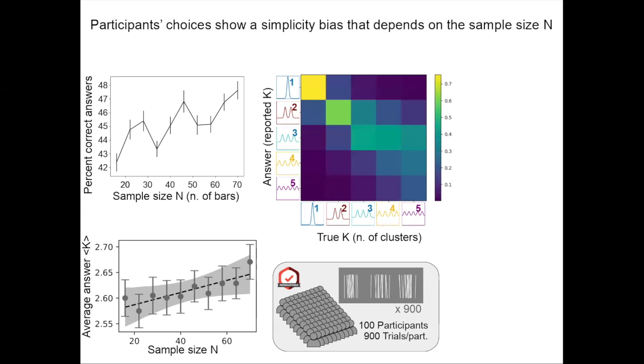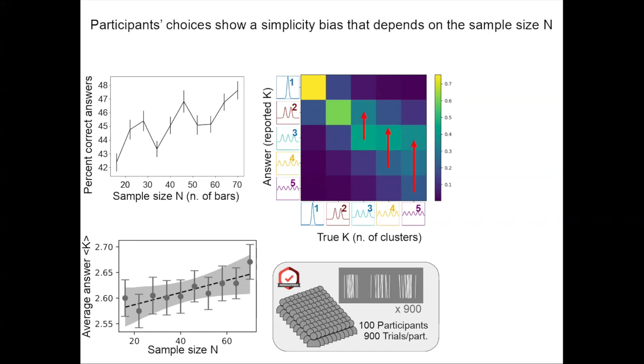Another way of seeing this is by plotting a confusion matrix, where I'm plotting the true number of clusters on the x-axis and the answer of my participants on the other axis, as a fraction of answers averaged over all participants, and we can look at the error patterns here. Of course, the first thing you notice is that the task becomes harder for larger true numbers of clusters, and that's fine.